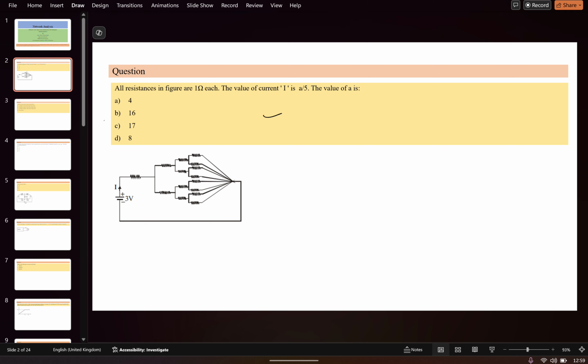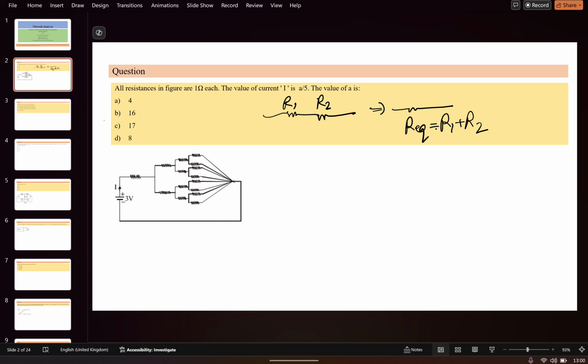In the last class, what I have told is, if two resistances are connected in series, they can be directly added into a single equivalent R equivalent. So R equivalent will be equal to R1 plus R2. That is the same thing which I have told in the last class.